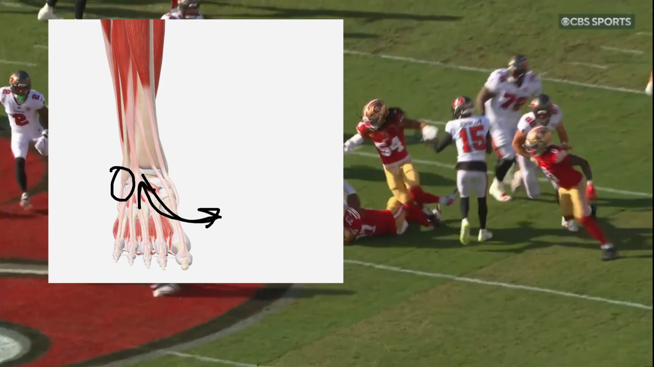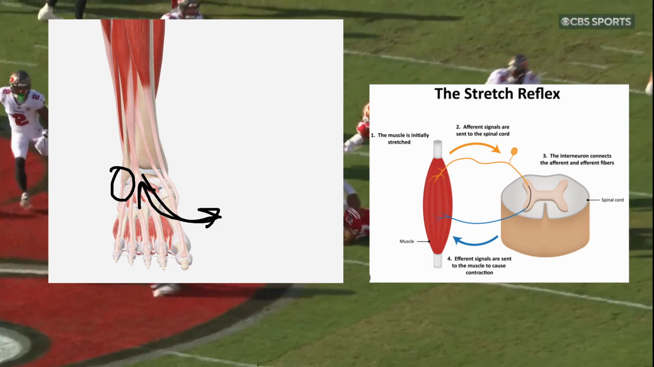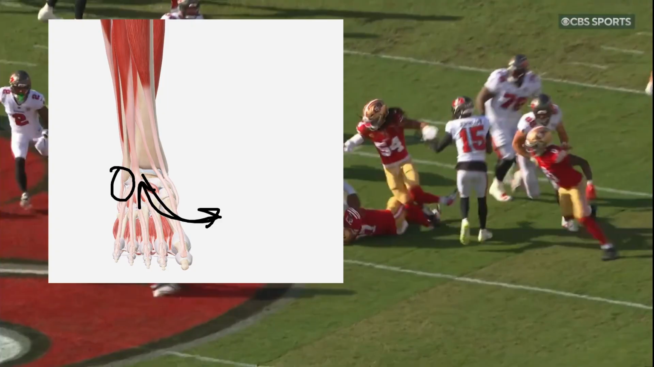For the muscles, it's going to be the stretch reflex, which basically makes the muscles contract when they are stretched. And then for the ligaments, it's going to be just their elasticity that brings them back into that normal position. Now, on the other side, or what we have going on in this injury, is the eversion ankle sprain.